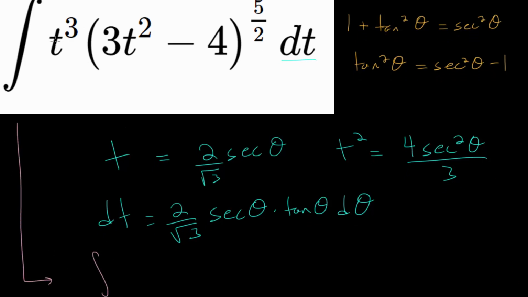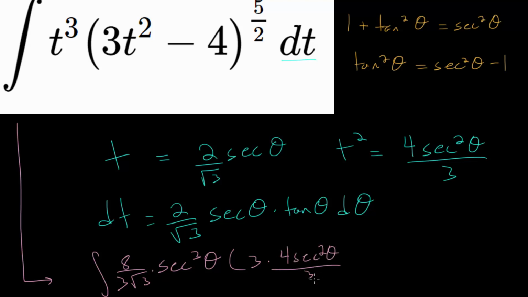becomes the integral of t to the third. So we have this expression here to the third, which would be 8, since 2 to the third is 8. And we have the square root of 3 to the third, which would be 3 root 3. Root 3 times root 3 is 3, and then we have another root 3 multiplied. And we have the secant cubed of theta. And then on this inner part right here, we have 3 multiplied by t squared, which we know is 4 secant squared theta over 3. And we're subtracting 4 from everything.